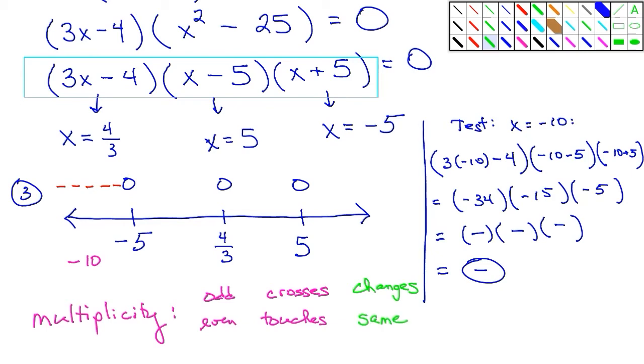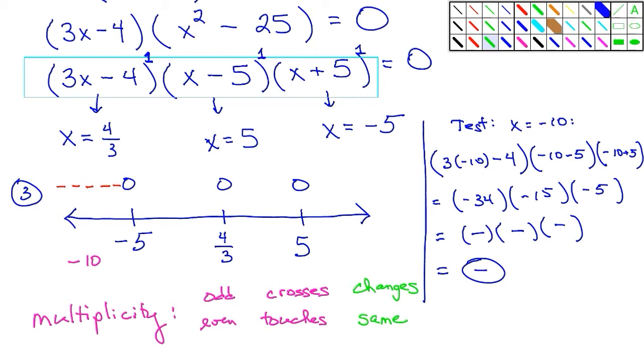And you can use that information to fill out the rest of the sign chart. So notice what the multiplicities of each of these roots are. They're all 1 because the factor that produced each of these had an exponent of 1. So these multiplicities for all 3 of these numbers are odd, which means that the sign changes every time you hit one of the zeros.